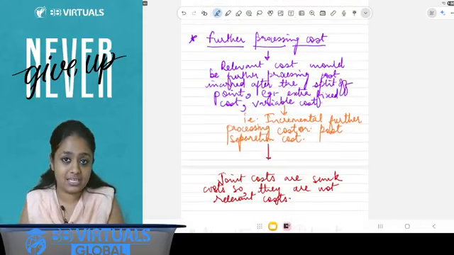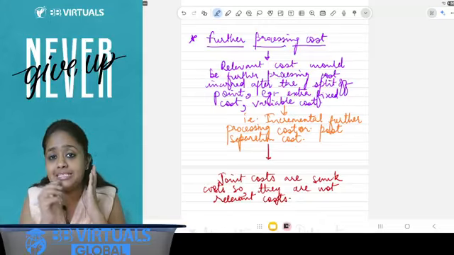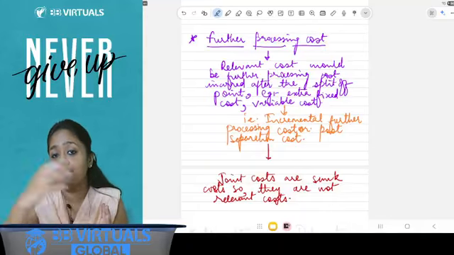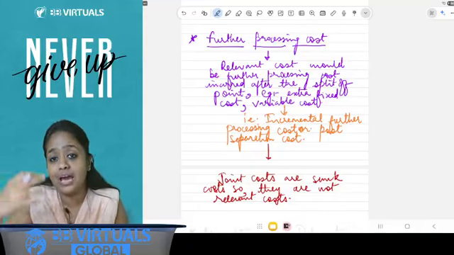Next is further processing decisions where we simply see, let's say I have wheat and now I'm processing it to make it into flour or dalia.